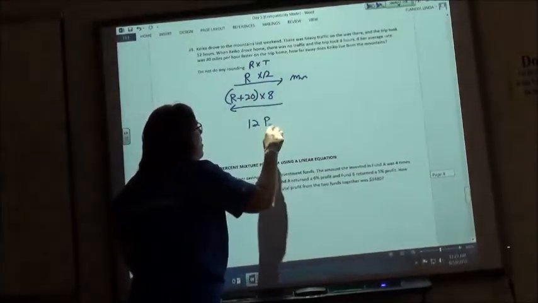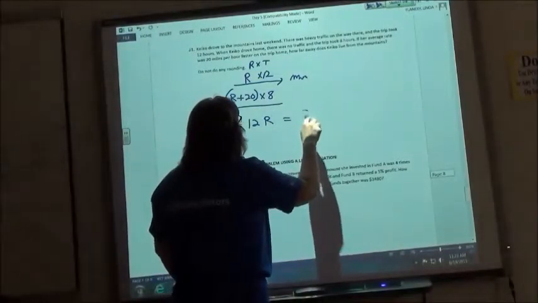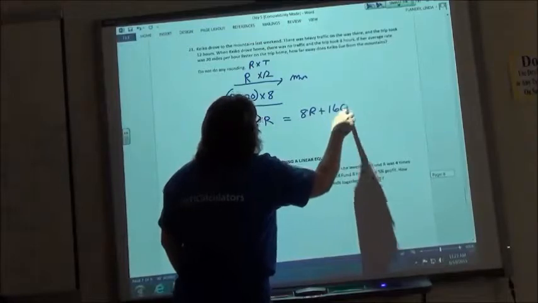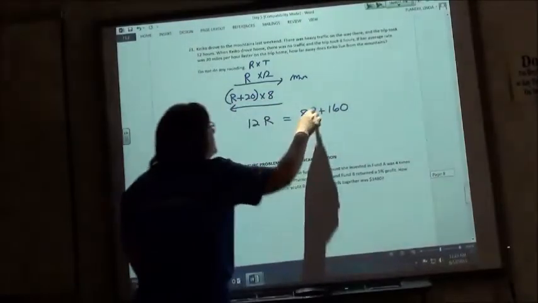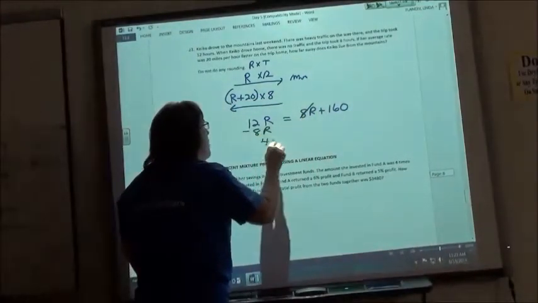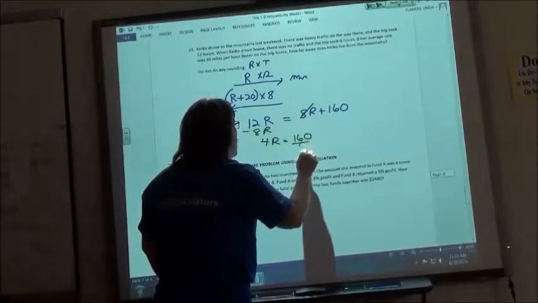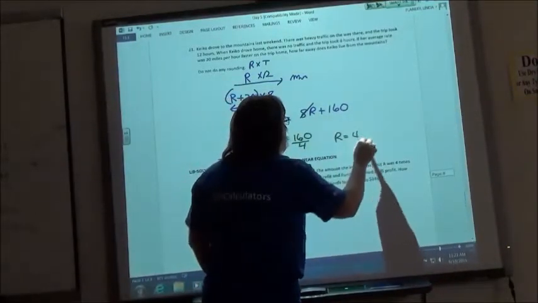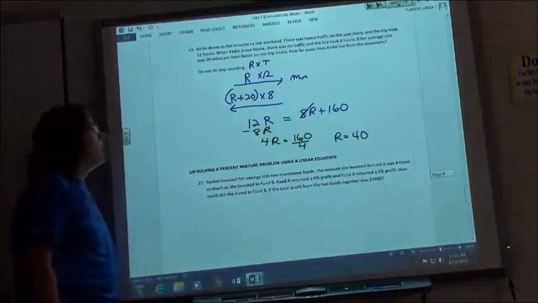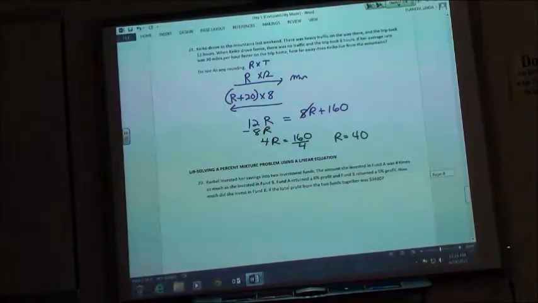So here, the distance on the way there is 12R. The distance on the way back would be 8R plus 160 if I use my distributive property. And those two distances should be equal. So if I want to solve these, I'm going to subtract my 8R. 4R equals 160, and then I'm going to divide by 4. So R equals 40. So, we found the rate on the way to the mountains.